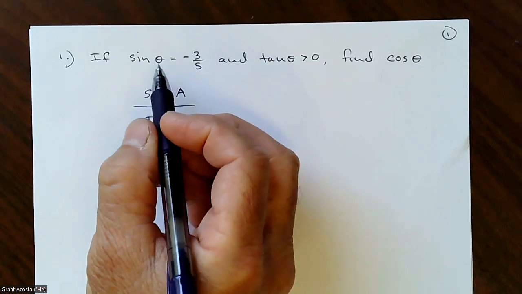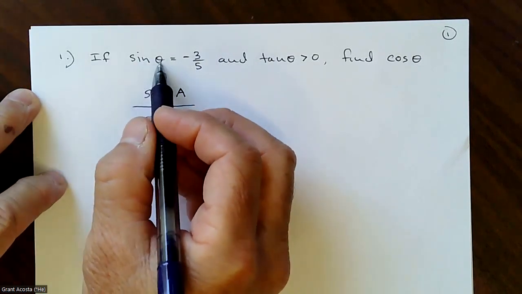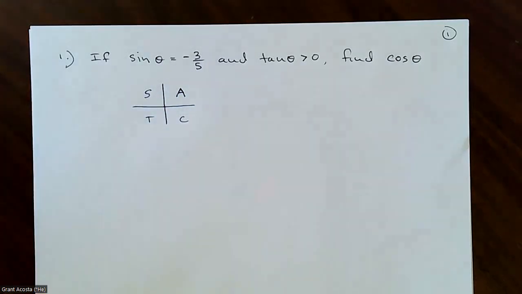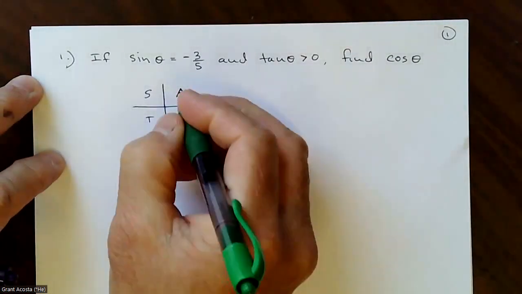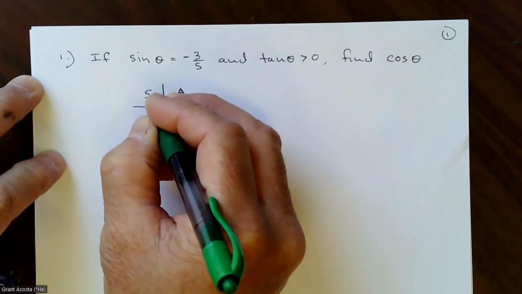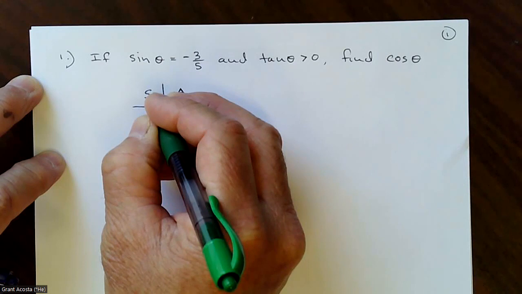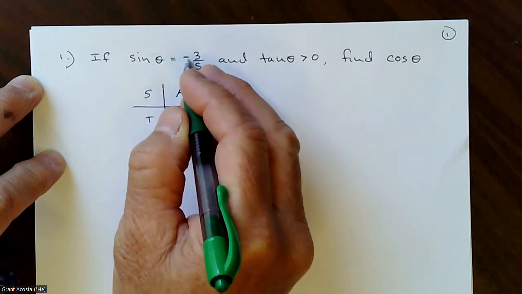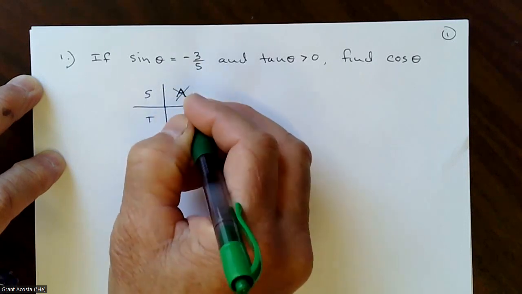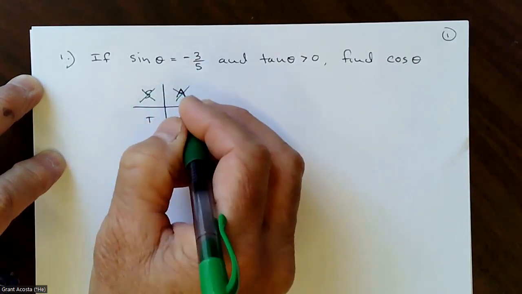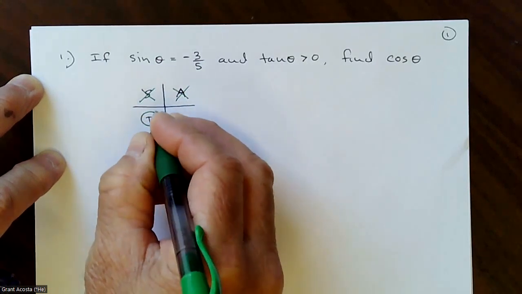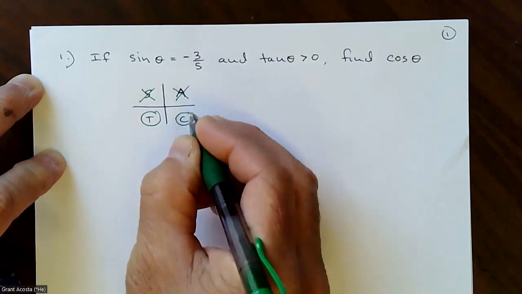We know for this angle theta, the sine of theta is negative. And according to all students take calculus, sine is positive in the first quadrant because all of the trig functions are positive, and in the second quadrant where sine is positive. But here we're told that sine is negative. So we know it can't be in quadrant 1 or quadrant 2. So we're either in the third quadrant or possibly the fourth quadrant.